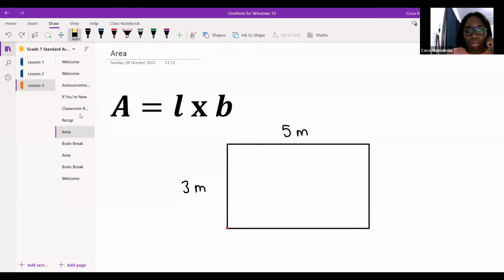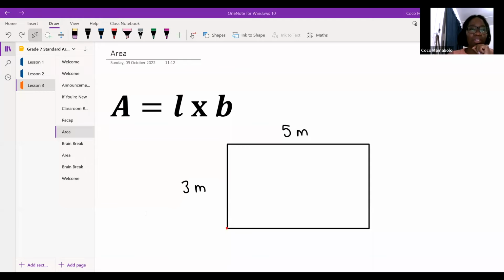Does anybody know? Anyone? Why do we just take 3 multiplied by 5? Because my teacher and teacher Coco said so. Is that the correct answer? Okay, to get the amount of space inside. Kawe, I agree. But why do we calculate the space inside by multiplying?